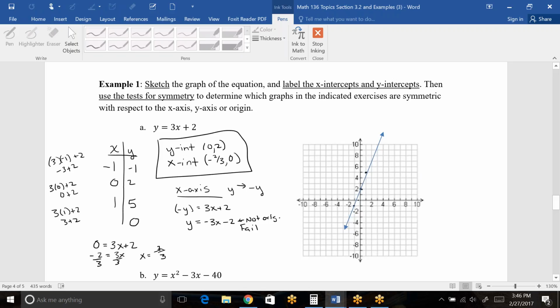which, if you look at the picture, you can see this. If you fold this across the x-axis, you're going to have part of the line going this way and the other part's going to go this way. So that's not matching up.